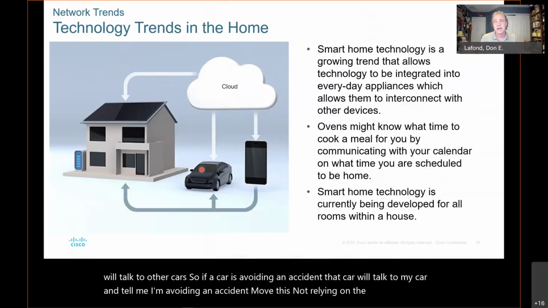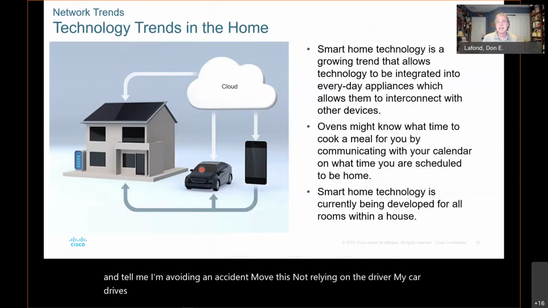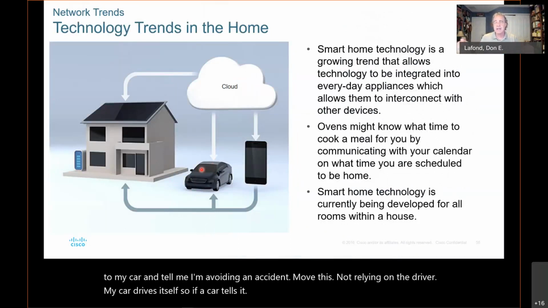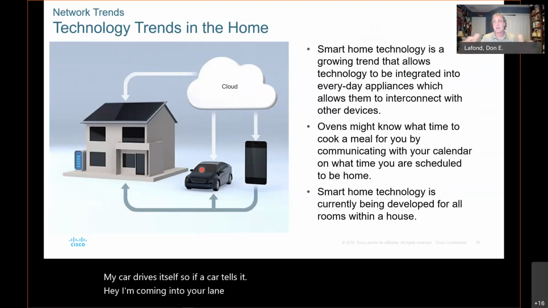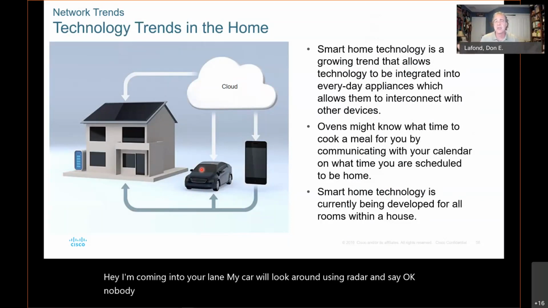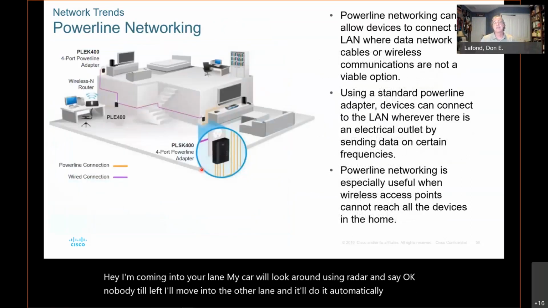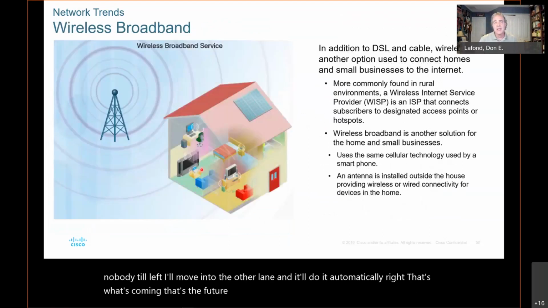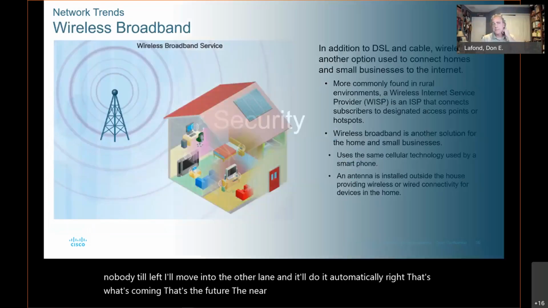My car drives itself. So if a car tells it, hey, I'm coming into your lane, my car will look around using radar and say, okay, nobody to the left, I'll move into the other lane. And it'll do it automatically, right? That's what's coming. That's the near future of wireless connection.